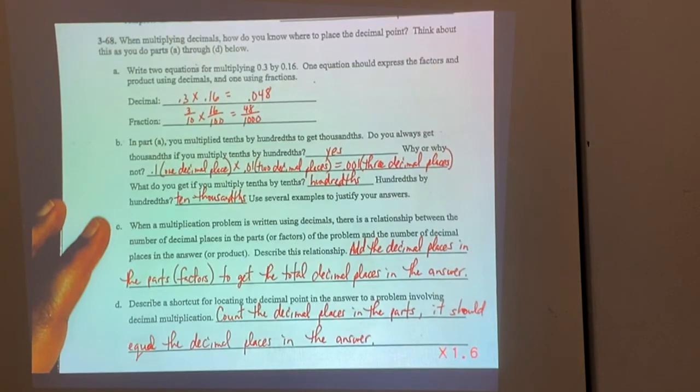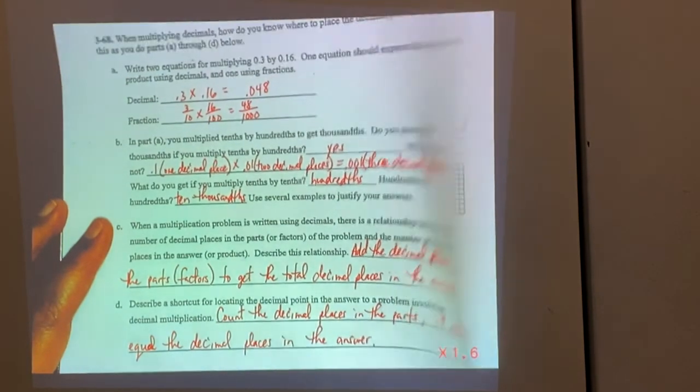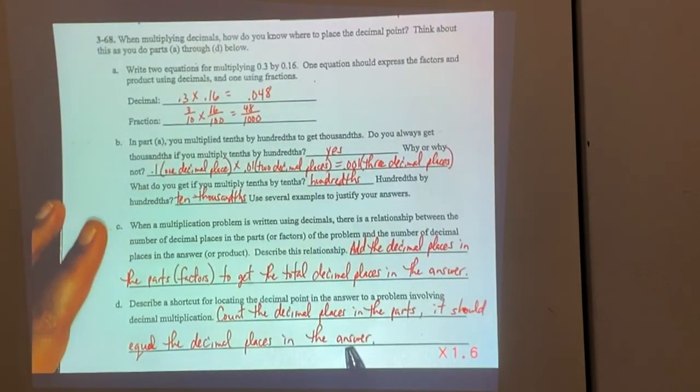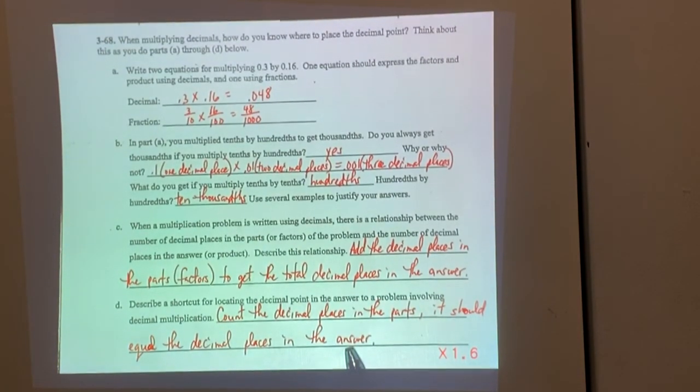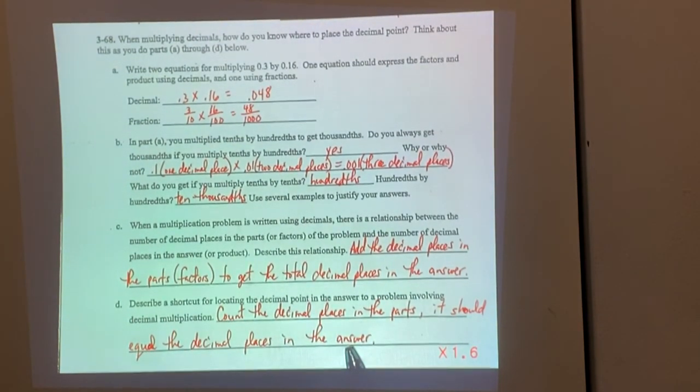Okay, good job. Is that it? Yep, that one's blank. All right. So that concludes 64 to 68. Your homework tonight is 3-73 to 3-77. All right. Bye-bye.